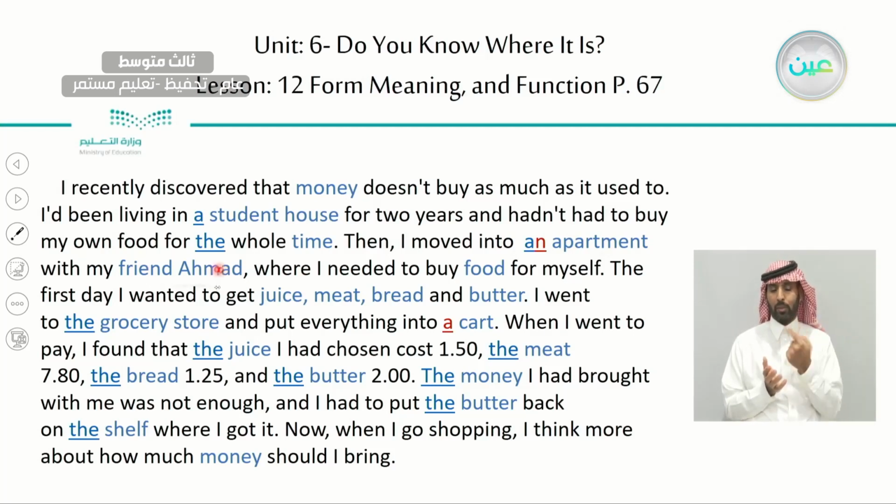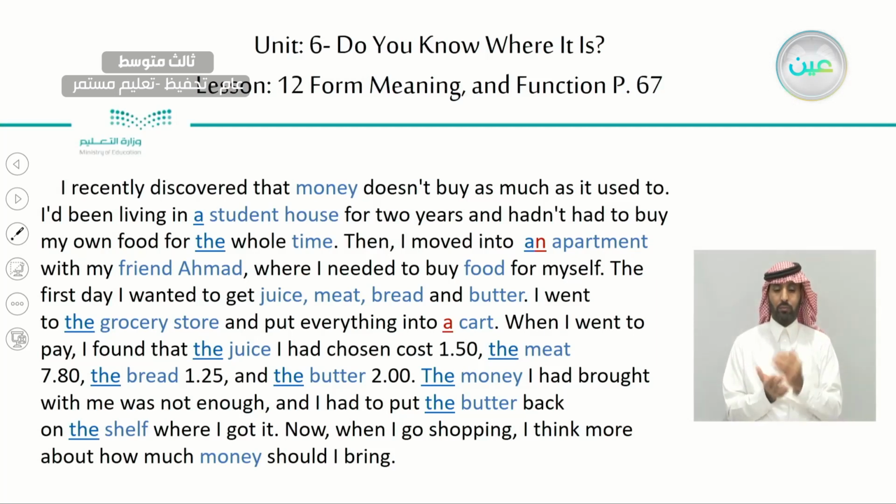Here we have friend Ahmed, with my friend Ahmed. Here we didn't use the. Can you tell me one of the rules why we didn't use the here? Excellent. Here we have a possessive, my. With the possessives, we don't use the. Here also we have the words food and juice, meat, bread, butter. Okay, here I'm talking in general. I didn't introduce the topic before, that's why I didn't use the.